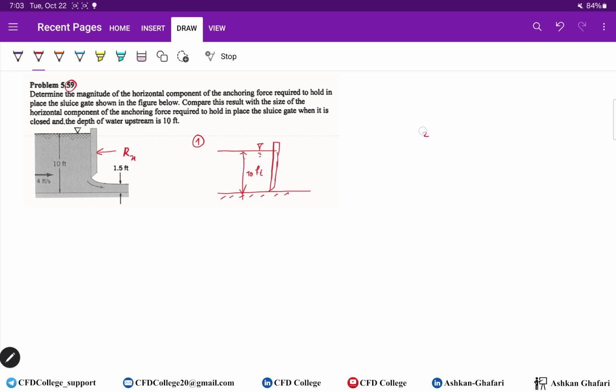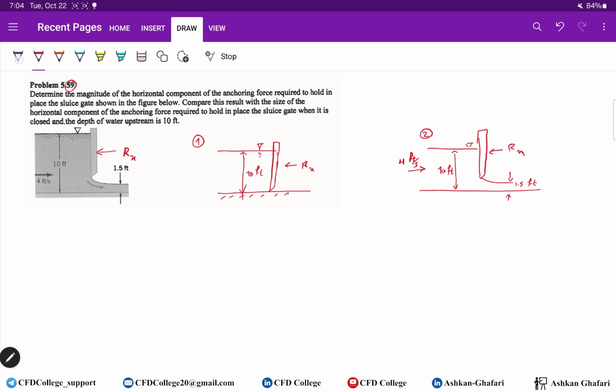And in the second situation, we have the flow. Like this. This depth is 1.5 feet. This one is 10 feet. And we know the velocity, which is 4 feet per second. So we want to find Rx in these situations and compare them.